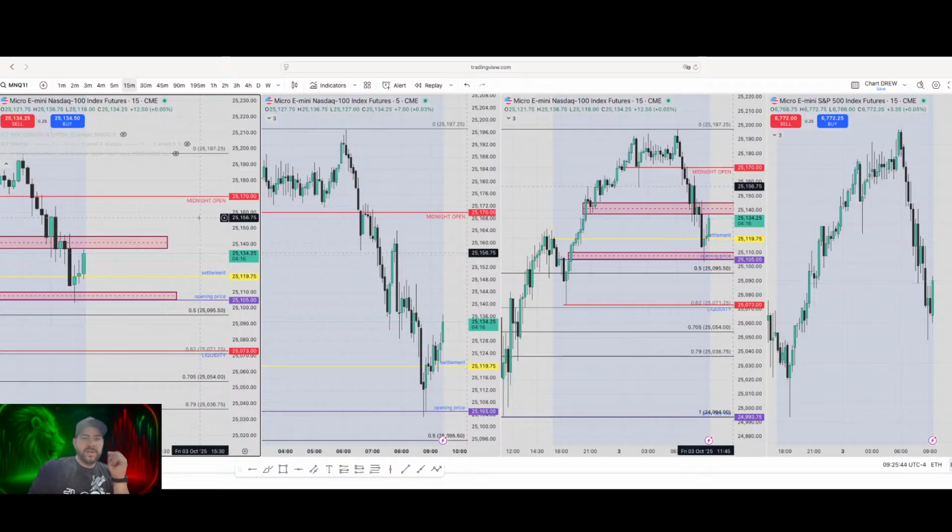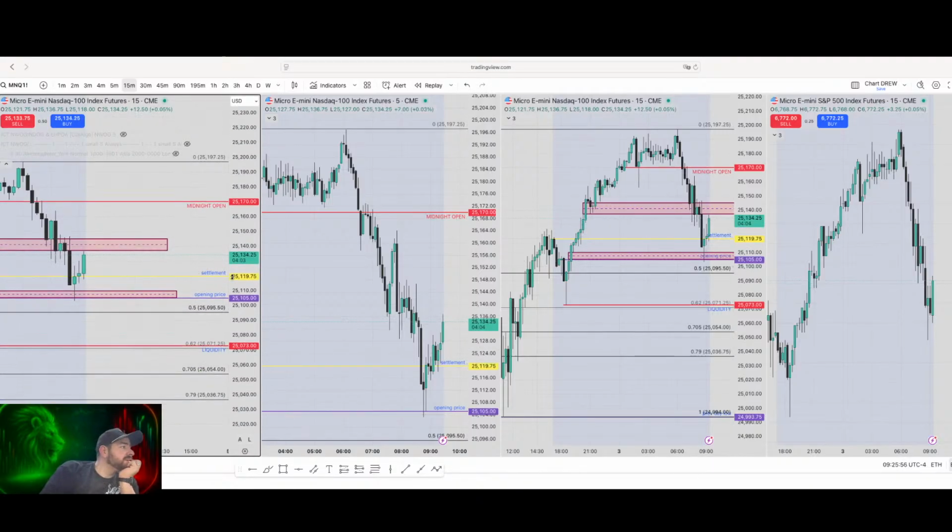Okay, we are in equilibrium, pretty good, or at least pretty close to it. Close as you can get. Reading the PD array in the equilibrium matters too. Let's see what else we got here.